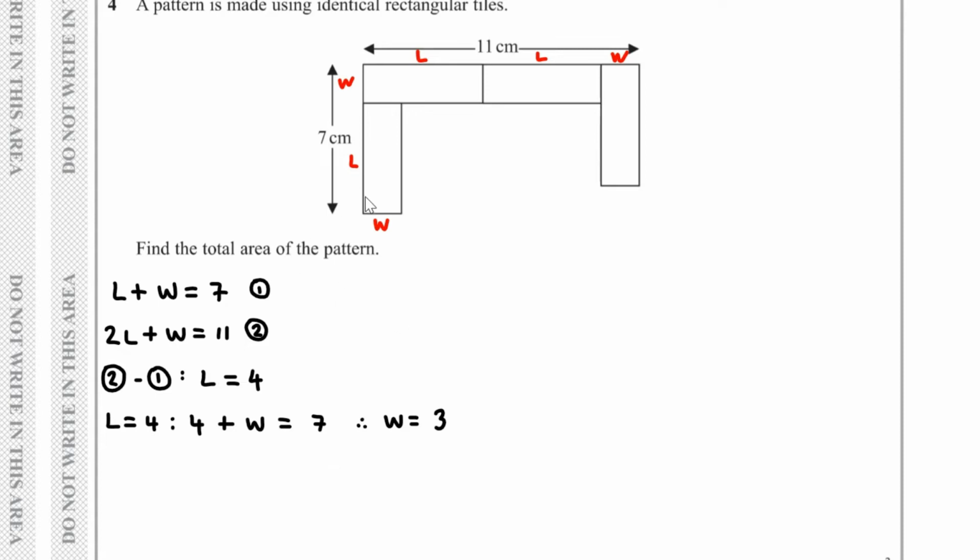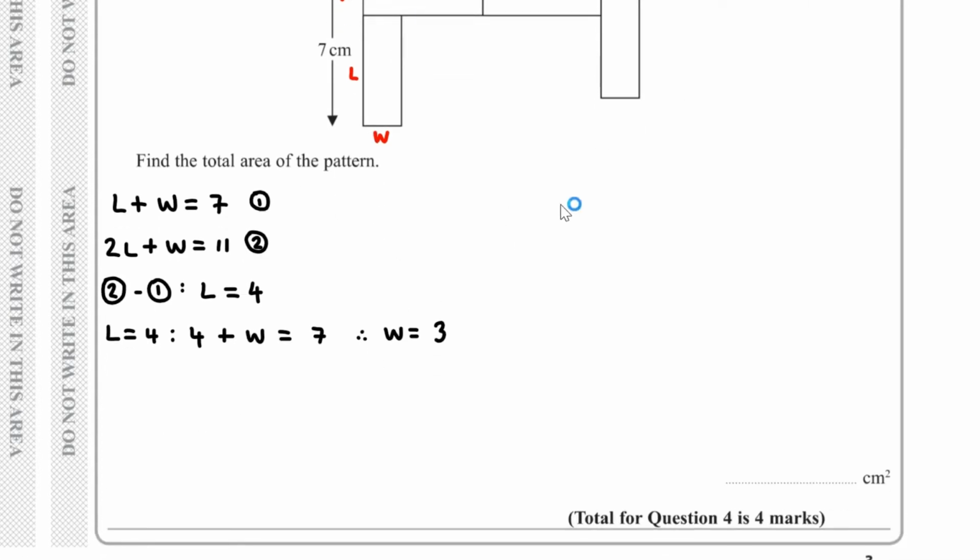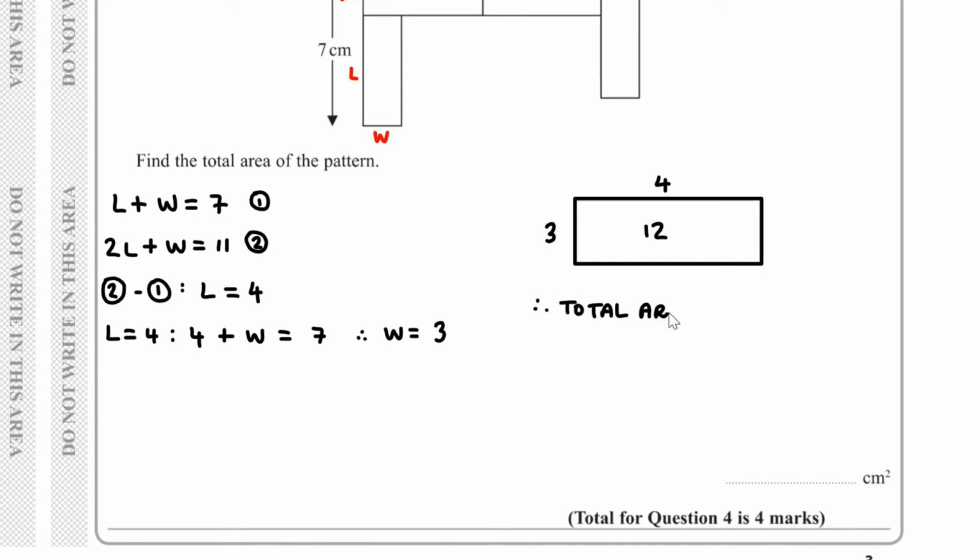So if we draw out one of these rectangles, you can see we have the width equaling 3, the length equaling 4, and therefore the area is equal to 12. So we have here 12 centimeters squared for one of these rectangles, and therefore the total area is equal to 4 times 12, which is 48. So we have 48 centimeters squared.